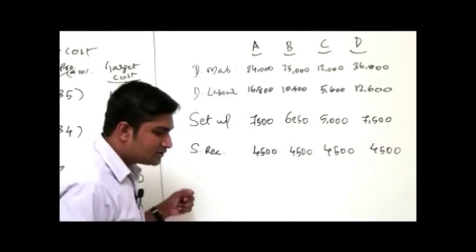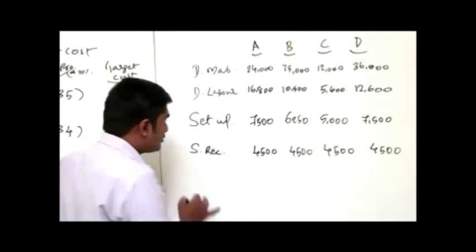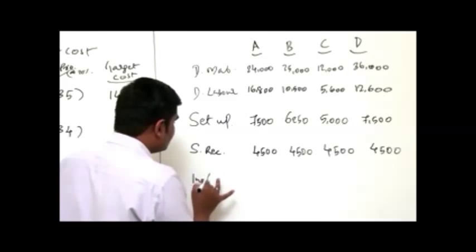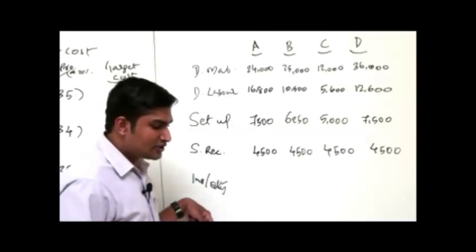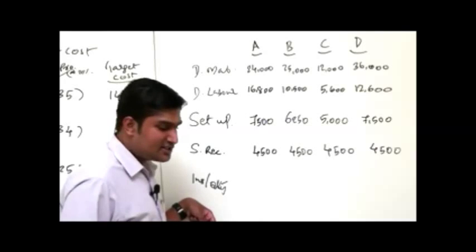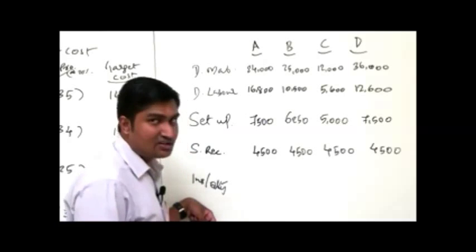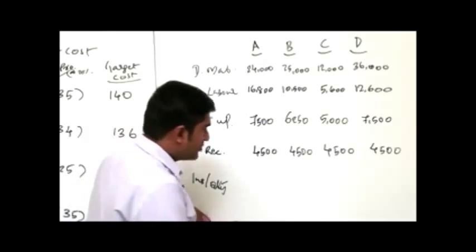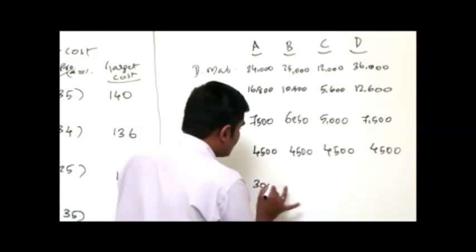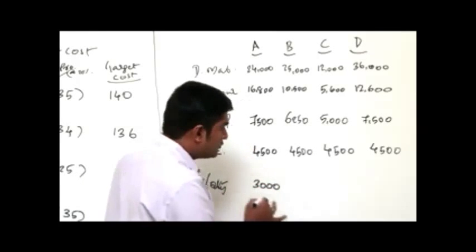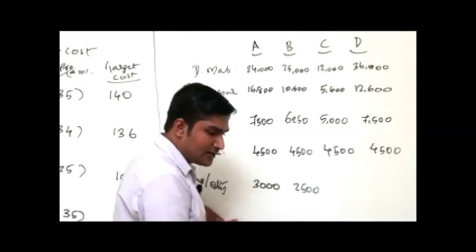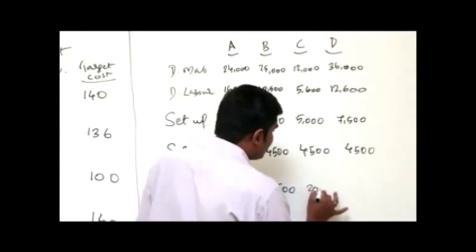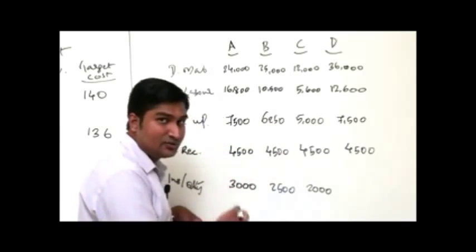Now on to the third one, namely inspection or quality. This inspection and quality again is on the basis of production runs. Production runs 30, 25, 20 and 30 each. So the cost per run was 100. So 100 into 30, it would be 3,000. 100 into 25, it would be 2,500. 100 into 20, it would be 2,000. 100 into 30, it would be 3,000.